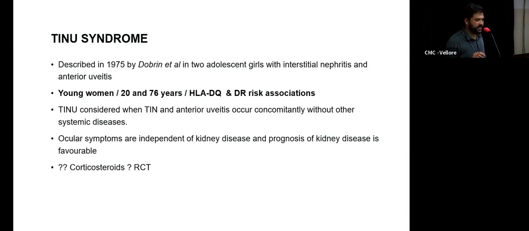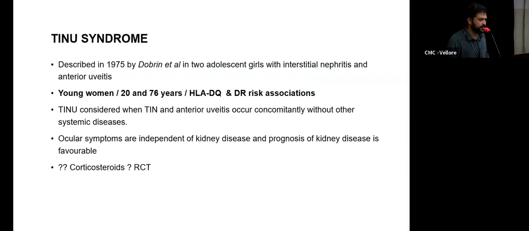So tubulointerstitial nephritis and uveitis. TINU was initially described by Dobrin et al. in 1975 in 2 adolescent girls with interstitial nephritis and anterior uveitis. The risk factors are young women, and sorry, the age is 20, not 76. And HLA associations, DQ and DR associations, are present. TINU is considered where tubulointerstitial nephritis and anterior uveitis occur concomitantly without other systemic diseases. So ocular symptoms are independent of kidney disease and prognosis is favorable.